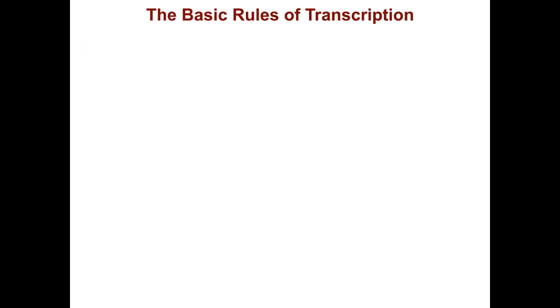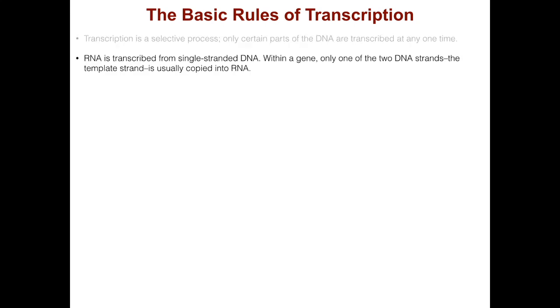The basic rules of transcription are these. Transcription is a selective process. Only certain parts of the DNA are transcribed at any one time. RNA is transcribed from single-stranded DNA. Within a gene, only one of the two strands, the template strand, is usually copied into RNA.